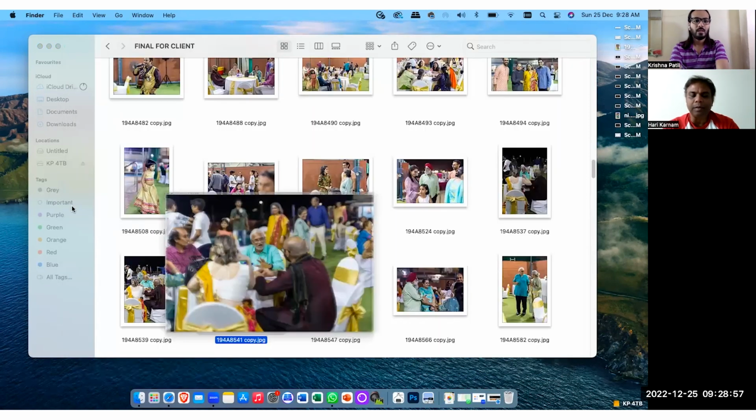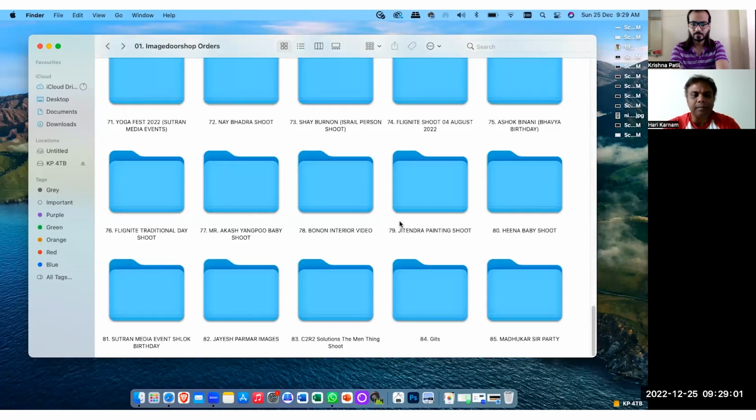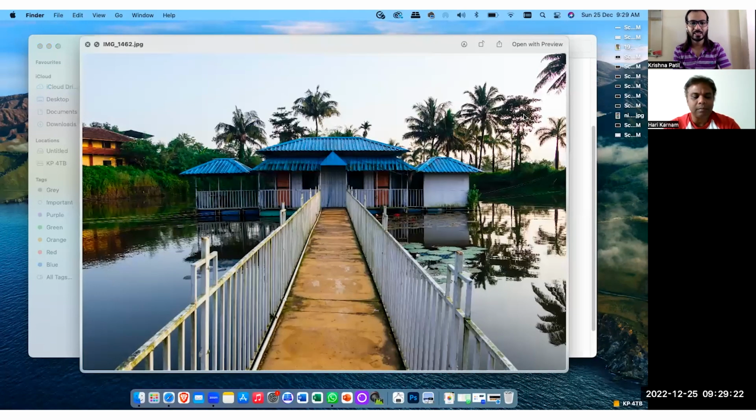Correct. I will show you another two or three images. Can you let me know what exactly you can see in this particular image?